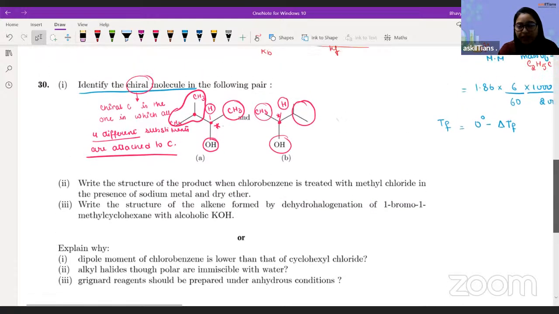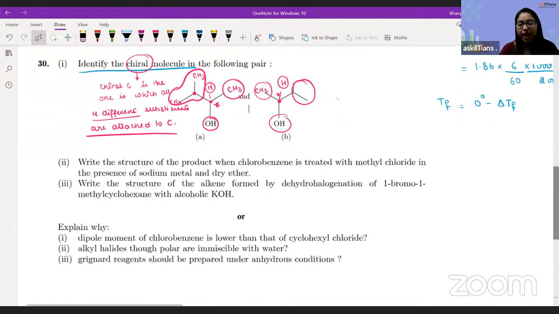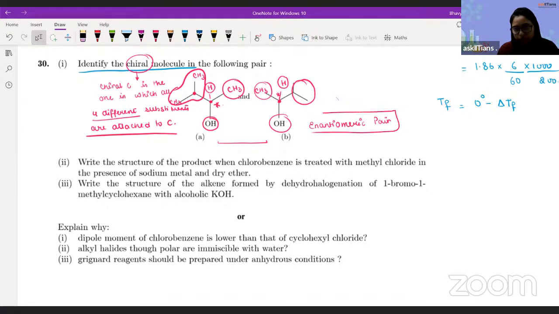Okay. And then what can I say? I can say that this pair forms an enantiomeric pair. So you can just write it down that way, or you can explain it using R and S nomenclature, though since it is just one marker, that is not required.